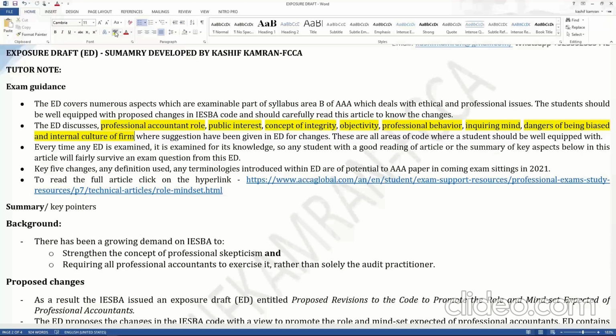Is that bullet number 2 clear to all of you? So I just tried highlighting the areas which you need to touch upon and make a summary of when you're reading the actual article from the ACCA website. Is that clear? Can you respond to my question, everyone?